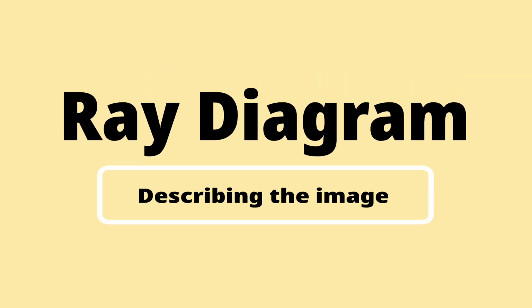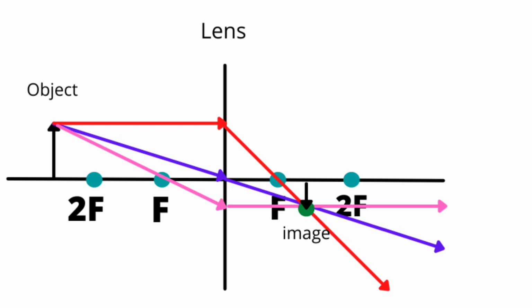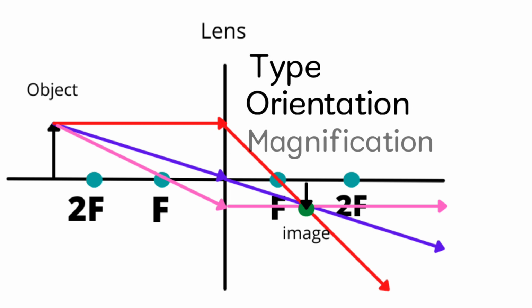Constructing a ray diagram is not complete if you are not able to describe the image formed, and this will be the concluding part of this video. The image formed when light rays strike the lenses is described by three characteristics, and these are the image type, orientation, and size or magnification.